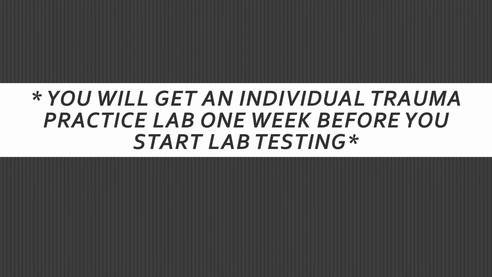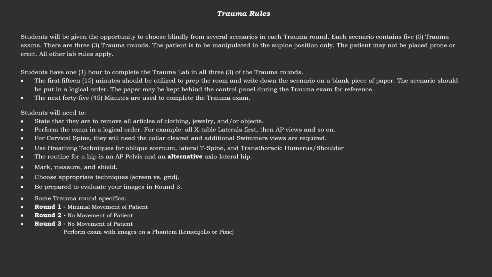You will get an individual trauma practice lab 1 week before you start lab testing. Trauma rules can be found in your lab manual. Students will be given the opportunity to choose blindly from several scenarios in each trauma round. Each scenario contains 5 exams. There are 3 trauma rounds. The patient is to be manipulated in the supine position only. The patient may not be placed prone or erect. All other lab rules will apply.